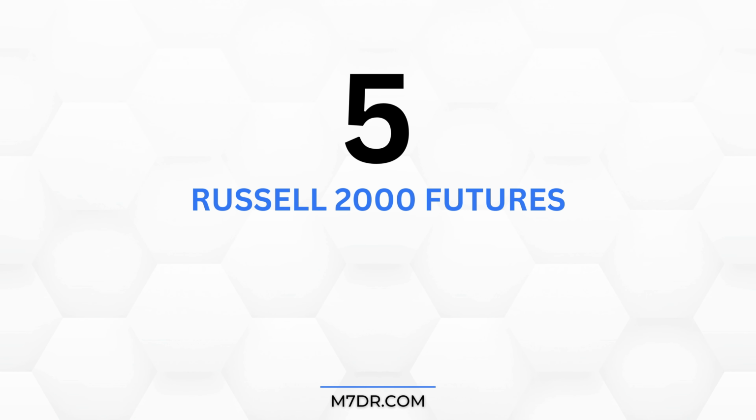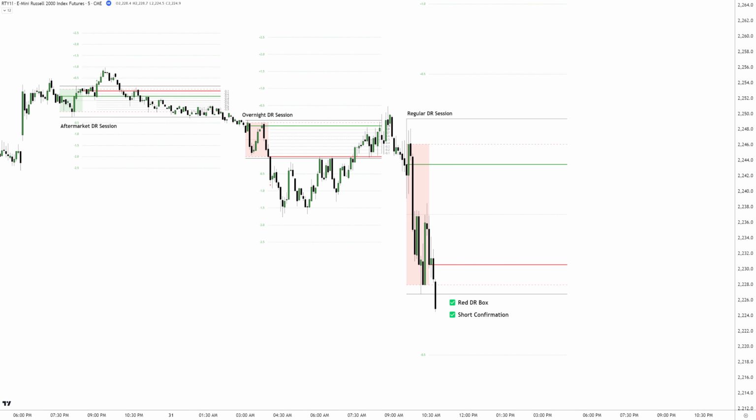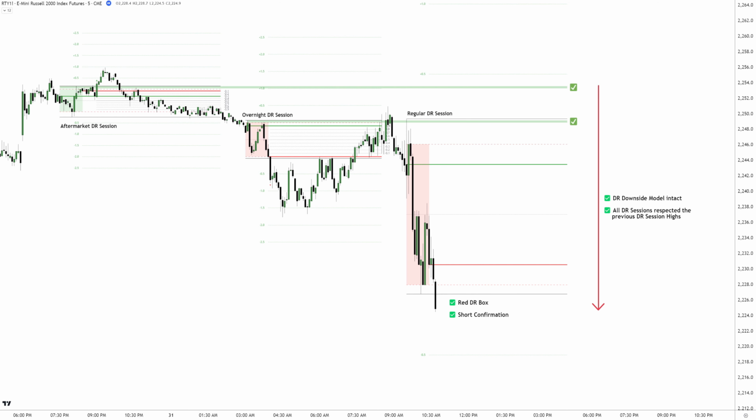Number 5, Russell 2000 Futures, Thursday's regular DR session trade. The regular DR session formed and closed as a red DR box with a short confirmation immediately after. Looking at all 3 DR sessions, we can see that a DR downside model is intact, supporting further downside potential.